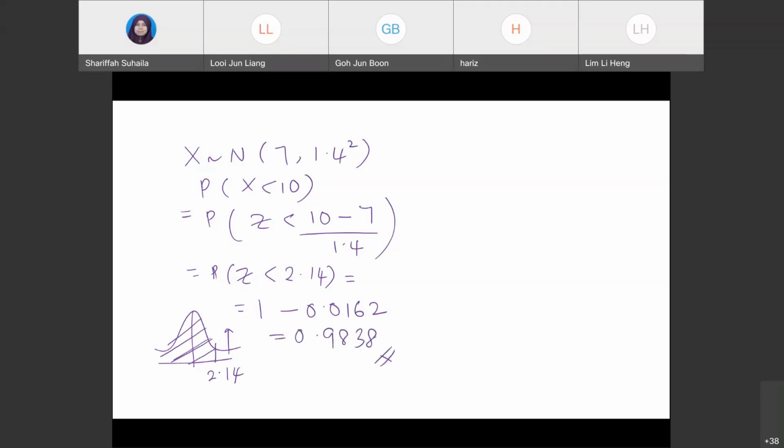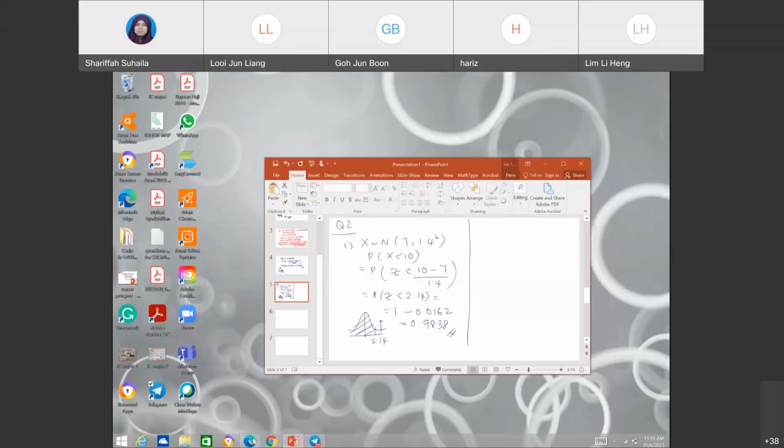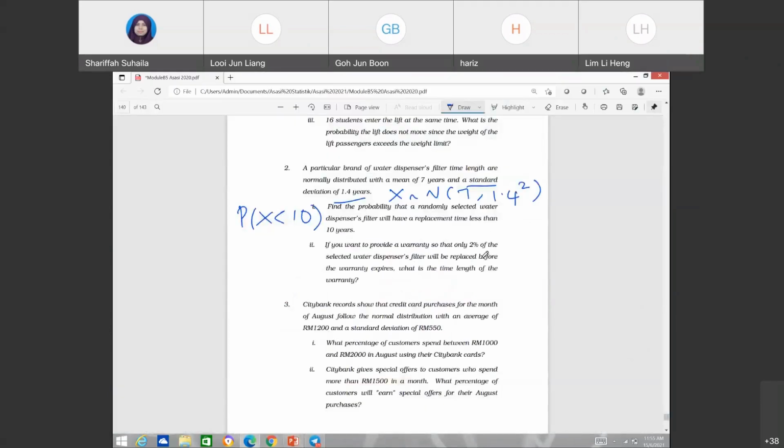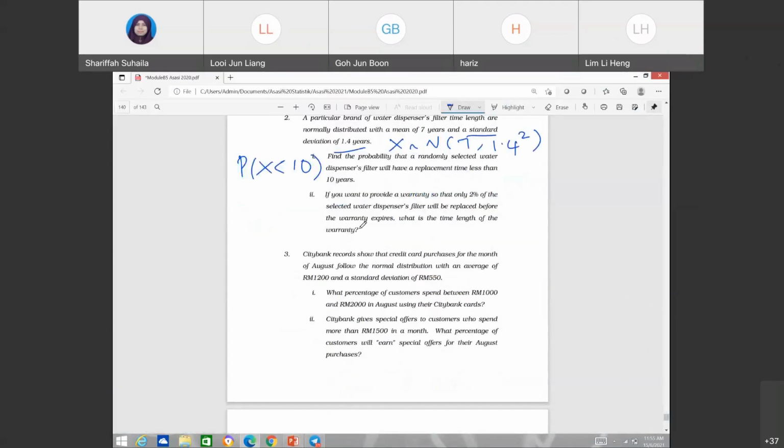Part 1 of question 2 done. Now, if you got that, we read the question for part 2. Okay, we look at this question. So if you want to provide a warranty so that only 2% of the selected water dispensers' filters will be replaced before the warranty expires, what is the time length of the warranty?